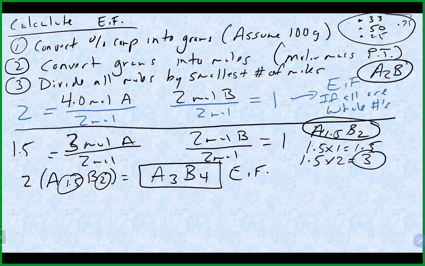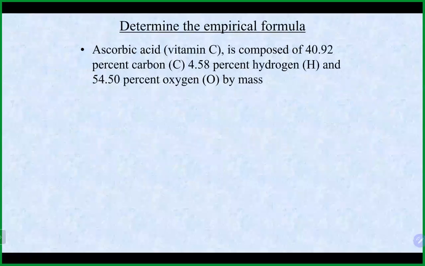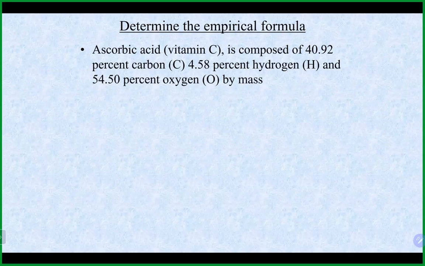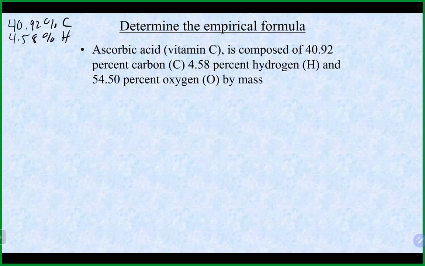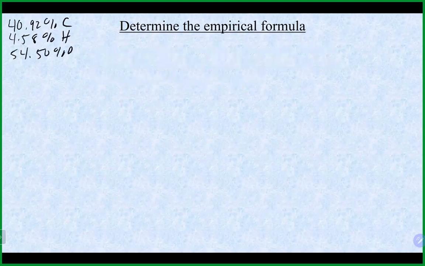So let us look at one with real numbers and see how it goes. We'll take a look at the example together. We want to determine the empirical formula of vitamin C. It was found to be 40.92% carbon by mass, 4.58% hydrogen, and 54.5% oxygen by mass. All right.